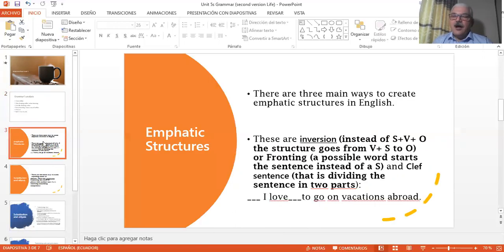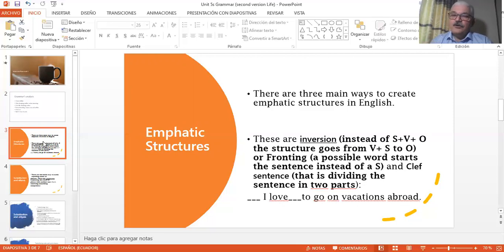First, we will analyze the emphatic structures in English. And as you can see, there are 3 different ways to create emphatic structures in English. The first one is using inversion. Instead of the normal structure in which we have a subject at the beginning of a sentence and a verb followed by an object, we will change that order and we will start with a verb plus a subject and finally the object of a sentence.